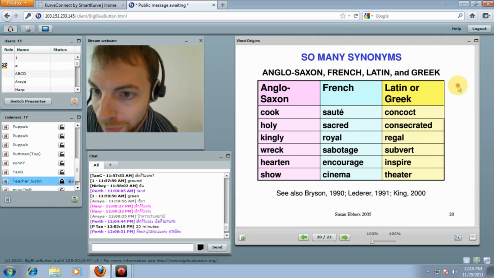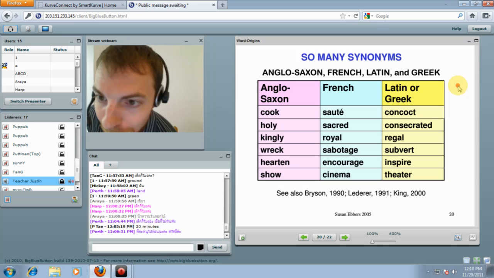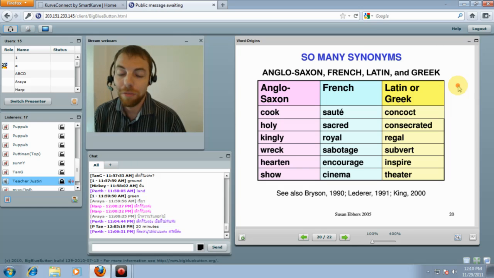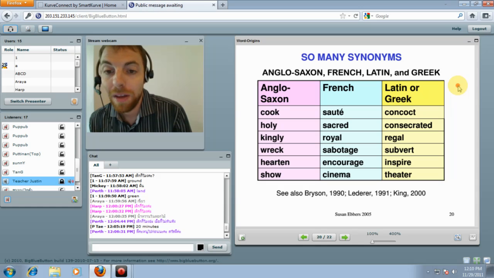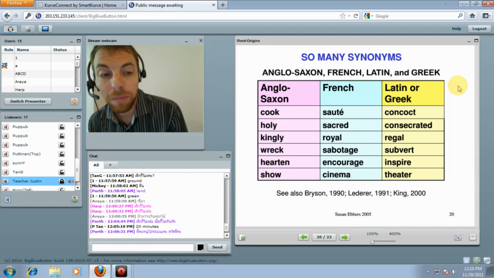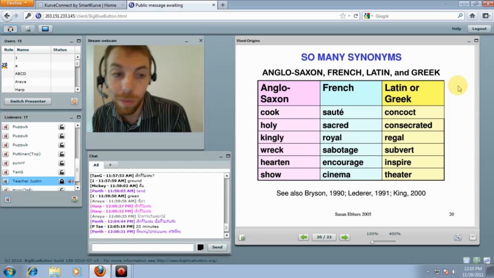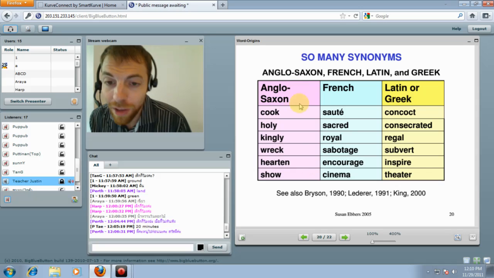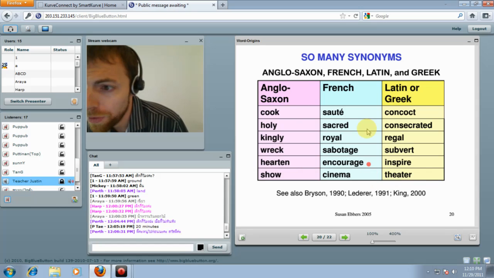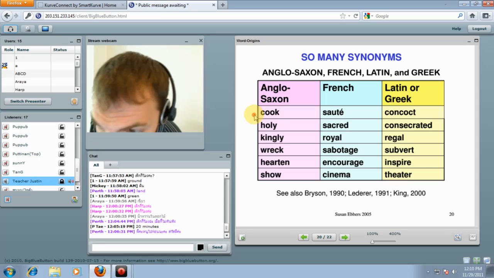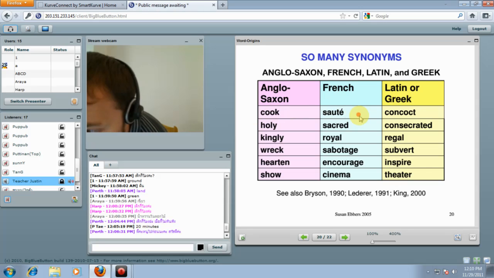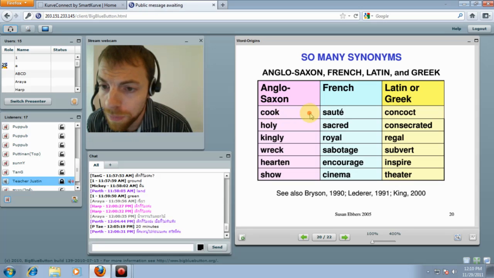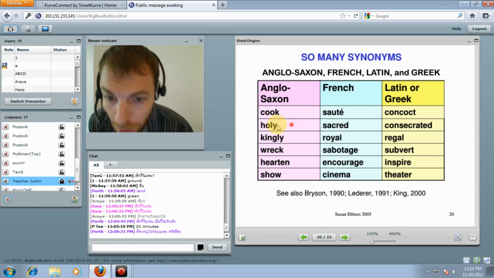All right. So many synonyms. Because English is a mix of many languages, we have many words that mean the same or almost the same thing. So let's look. Here we have Anglo-Saxon words, French words, and Latin or Greek. So here we have cook, sauté, and concoct. So a little similar between these.